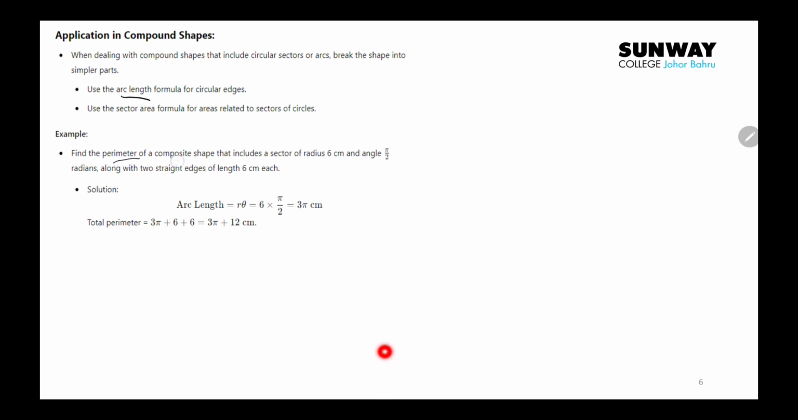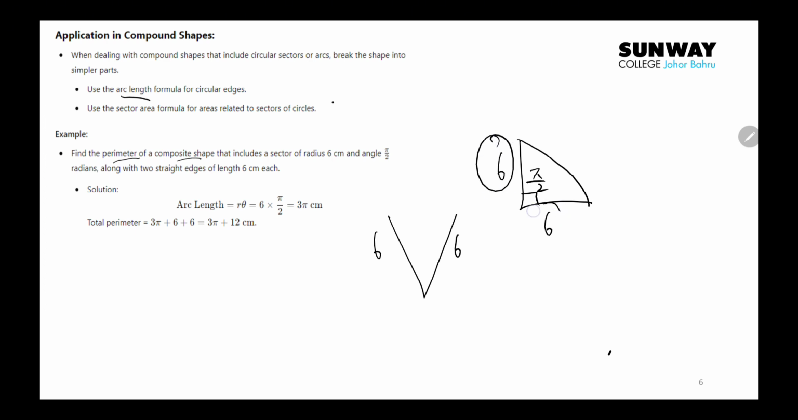Find the perimeter of a composite shape that includes a sector of radius 6 cm. So radius is 6, angle is pi/2, along with two straight edges of length 6 cm each. So basically, you would like to figure out the perimeter of the radius, the other radius, as well as this arc length. Using the formula of the arc length, it can be found as r theta, which is 3 pi, and then the total perimeter is simply 3 pi plus the two radii. So that's the reason why you will get 3 pi plus 12.